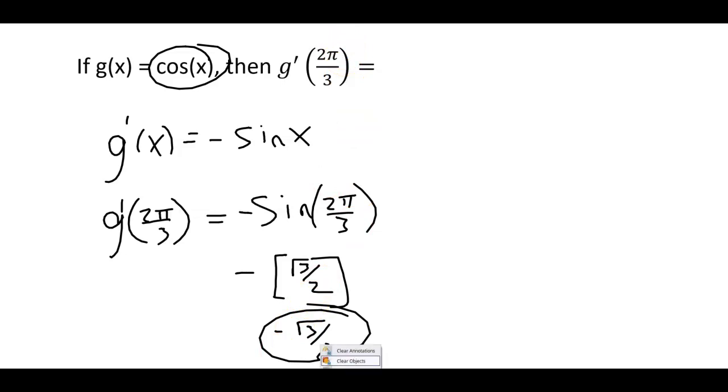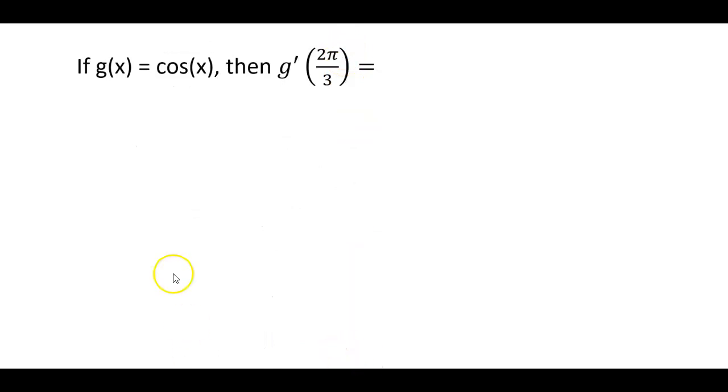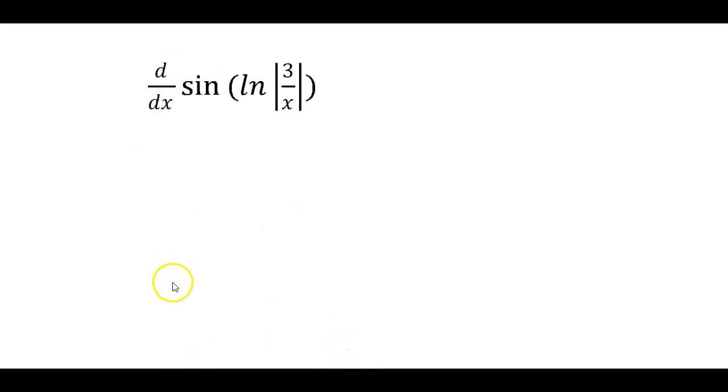All right, let's go ahead and move on. This one is crazy, but sometimes they're going to throw crazy ones on you on these AP exams. It's a chain rule on steroids because we have quite a few pieces. We have the outermost function, which is the sine.